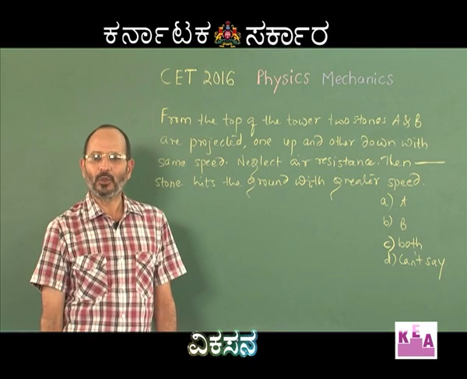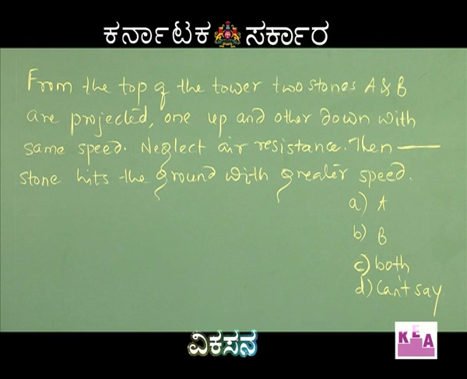Here we have one more interesting question. Let me read it for you first. From the top of the tower, two stones A and B are projected, one vertically upwards and the other vertically downwards with the same speed. As usual, you have been allowed to neglect the air resistance, and then the question is, which of them will hit the ground with the greater speed?